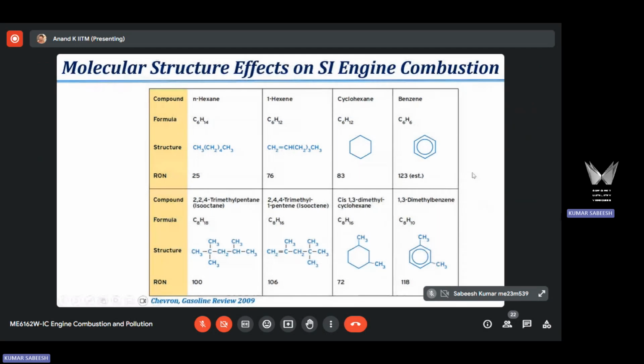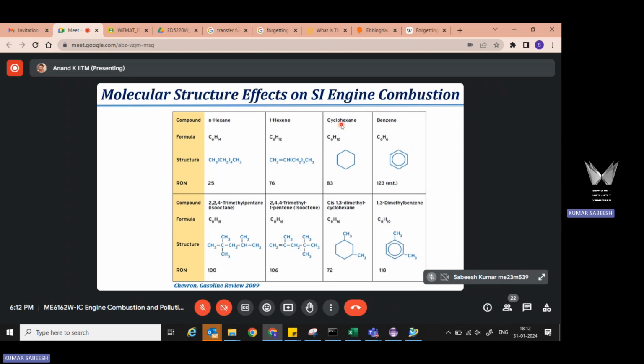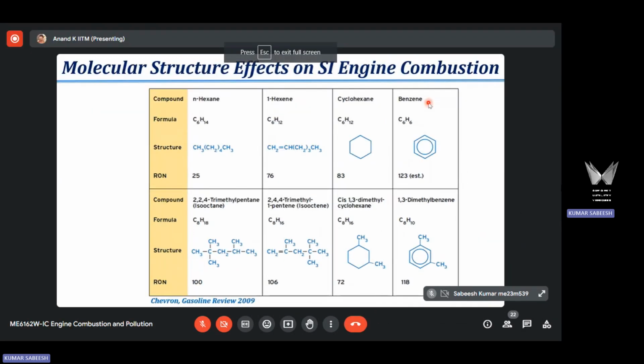Now with that background information, we are looking at how the octane number is going to be different for different hydrocarbon classes. Here I have included 4 classes: normal hexane, which is a normal paraffin class, this is the olefin class, this is the cycloparaffin class, and this last one is benzene, which is an aromatic class. This is the molecular formula, the molecular structure, and RON is research octane number. I'll talk about this research octane number later on. There are 2 octane numbers: one is research octane number, the other is motor octane number. Here I have included research octane number.